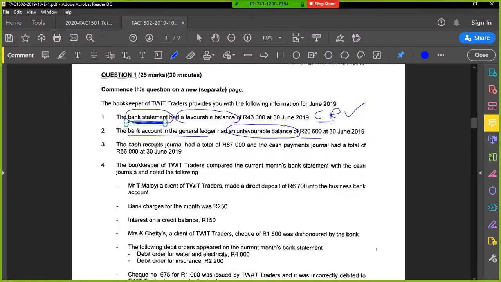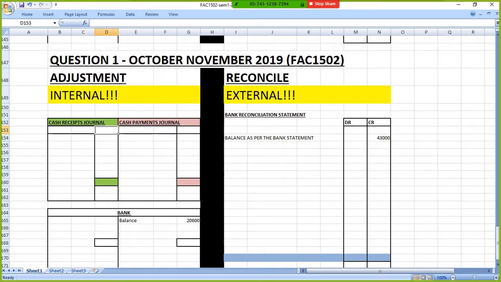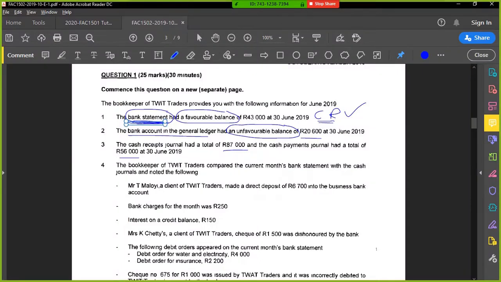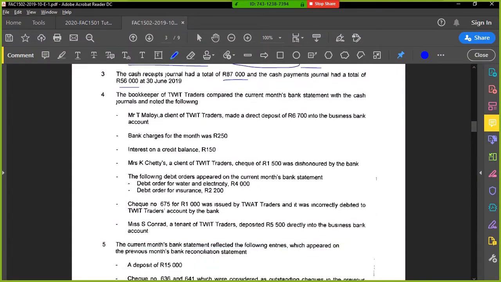Okay, next. Cash receipts journal totals. Where are we going to put that? In the cash receipts journal and cash payments journal. Good. 8756. Next, number 4. The bookkeeper compared the current bank statement with the cash journals, and they noted the following. Mr. Malloy, a client of T Traders, made a direct deposit into the business bank account. Adjust to reconcile. Direct deposit. Adjust. Good.